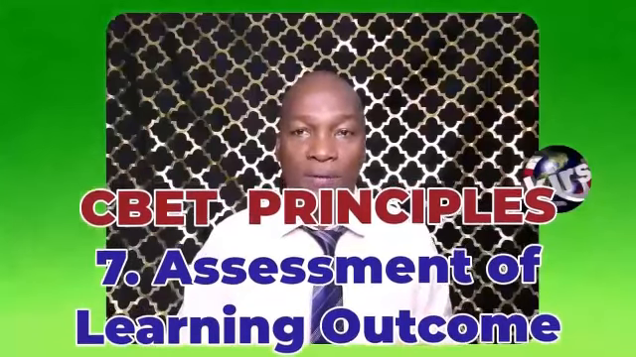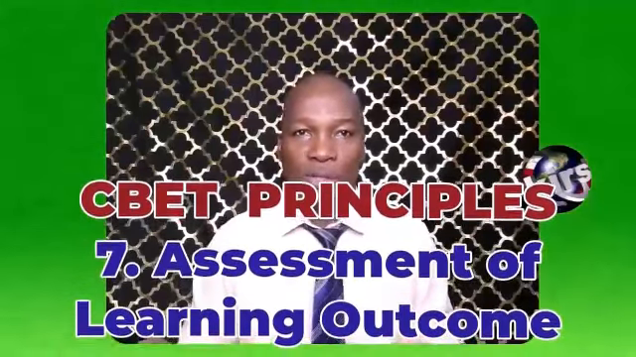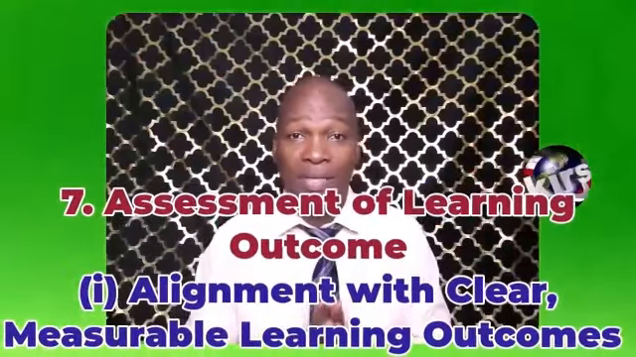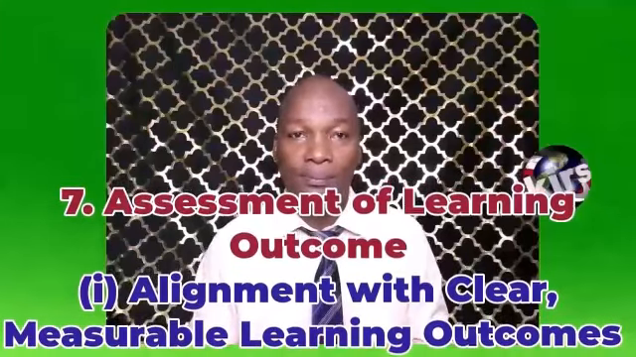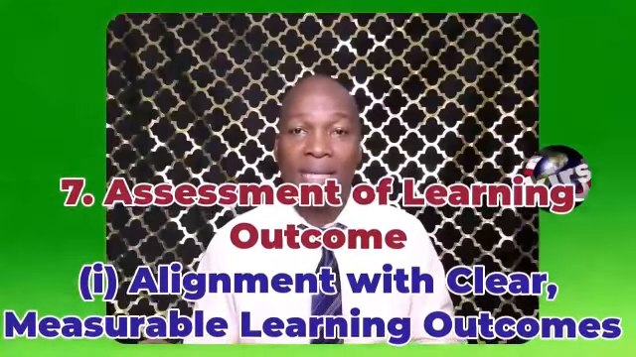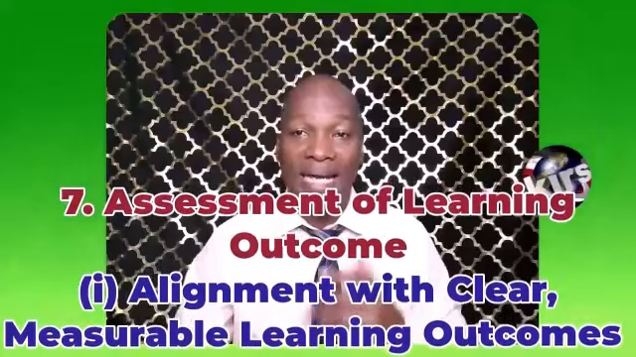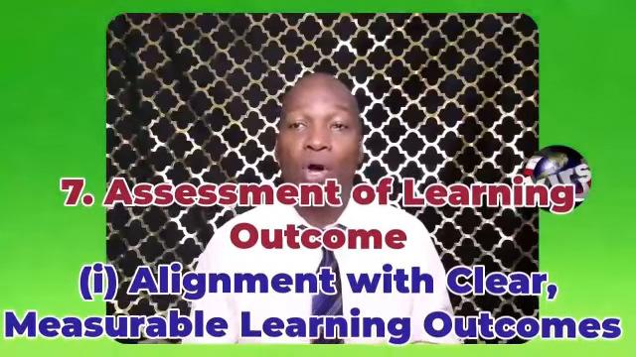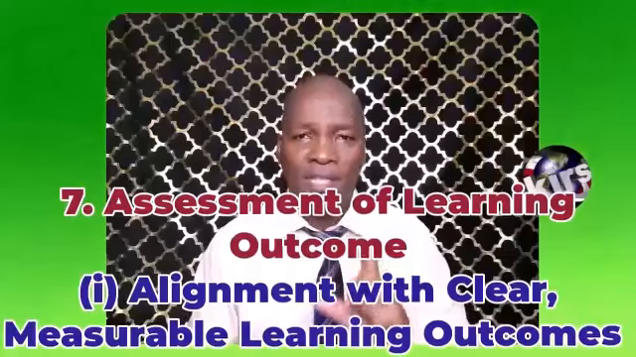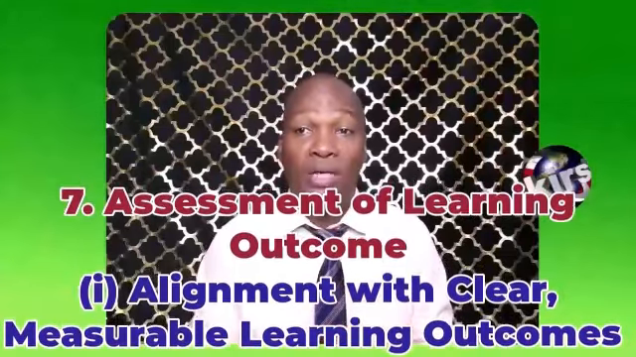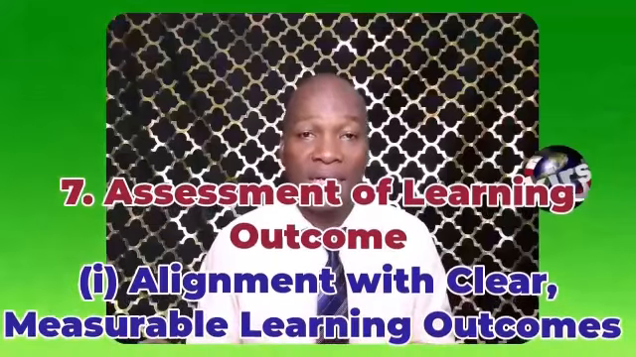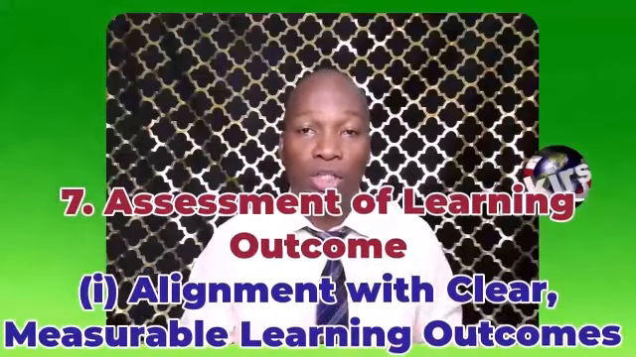I will briefly look at some of the aspects which touch on this principle. And aspect number 1 is alignment with clear, measurable learning outcomes. Assessments in CBET are designed to directly align with the clear, measurable learning outcomes that specify what learners are expected to know, do, or demonstrate by the end of a training or educational module.